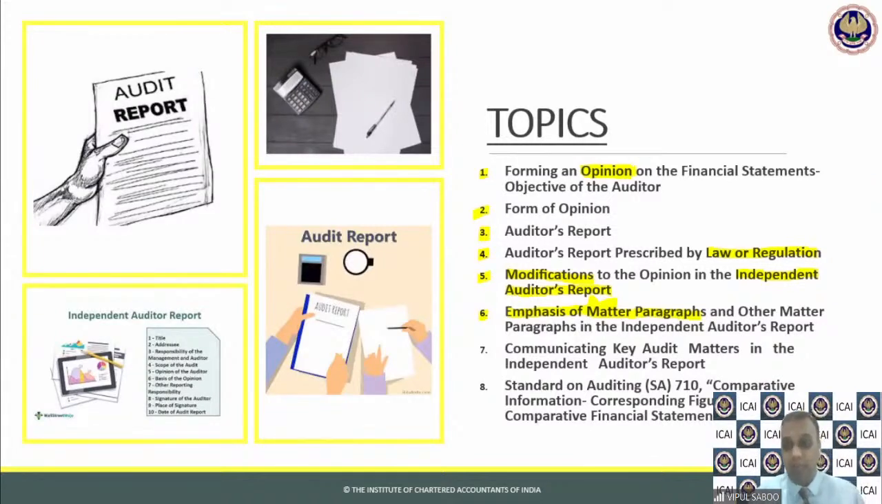So emphasis of matter paragraphs and other matter paragraphs in an independent auditor's report. Then communicating key audit matters in the independent audit report. This is the most recent topic, key audit matters. Very interesting, very important. So how do you find the key audit matters? What are the key audit matters? And how do you communicate the key audit matters via your audit report?